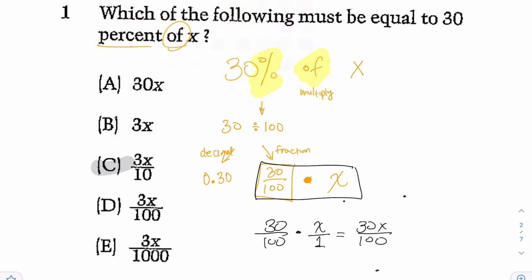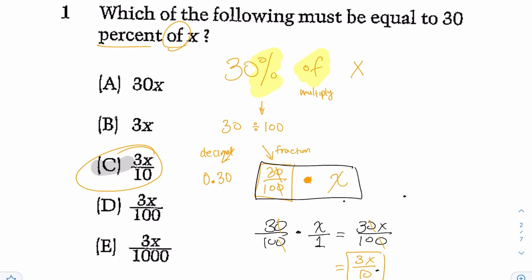You can simplify all the way back here if you cross out one of the zeros. 30 and 100 have a factor of 10 in common, so the factor of 10 can cancel out. You can cancel out the 0 and divide by 10 for both the numerator and the denominator, and that will give you 3x over 10. And that is choice C.